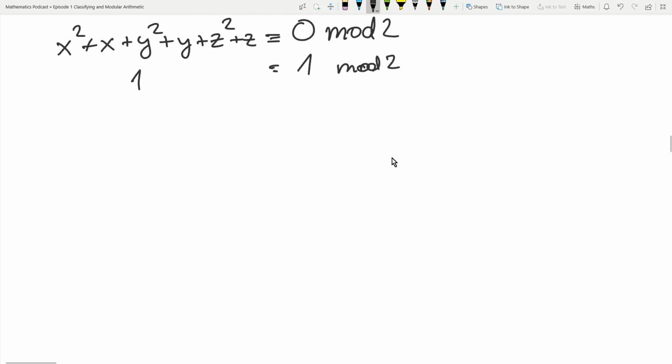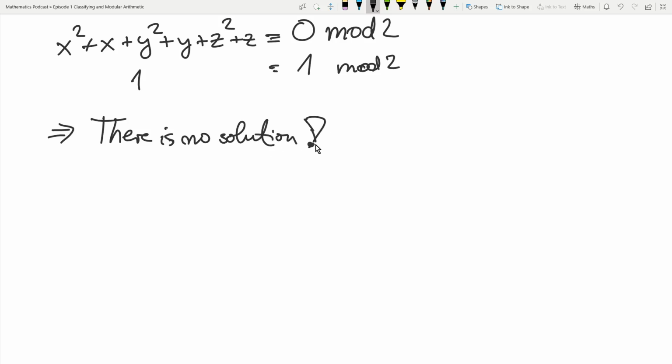We conclude there is no such solution. There is no solution. This is quite interesting, right? So just because we've looked at it through the lens of even and odd, we've seen that this can never be the case no matter what you plug in. It just can't happen.